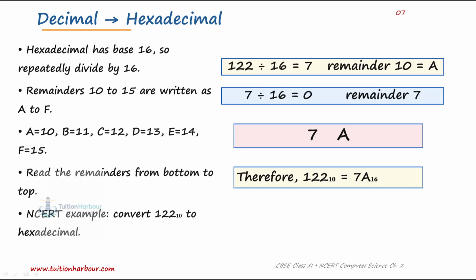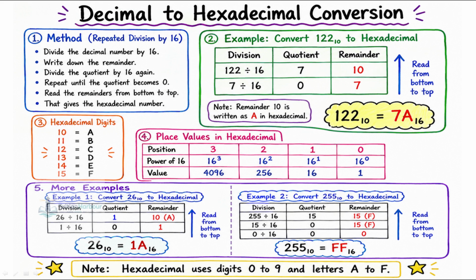For decimal to hexadecimal, divide by 16. Remember that remainders 10 to 15 use A to F. For 122, the remainder is 10, which is A, and the next remainder is 7. So the answer is 7A hexadecimal. Some of the examples for decimal to hexadecimal conversions are given here. You can pause the video and observe it carefully.